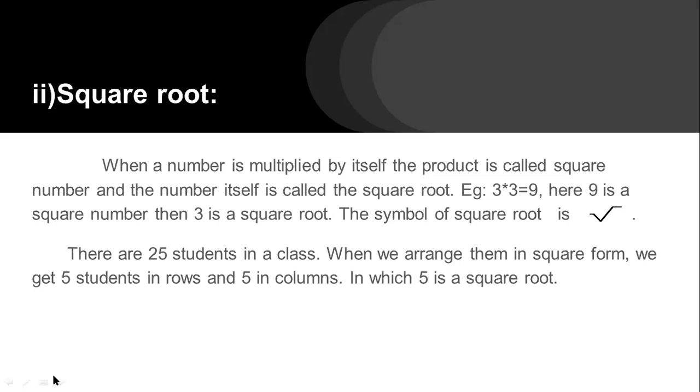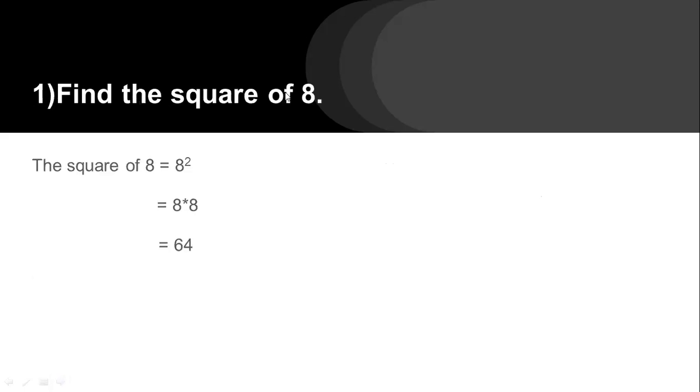Now let's move to the next slide. And here, find the square of 8. This is a question for you, and it's just an example. The square of 8 equals 8 square. 8 should be a bit big, and this power should be written on the head a bit small. Okay, 8 square means 8 into 8. This asterisk symbol is for the multiplication. 8 into 8 is 64, and 64 is the square of 8. This is the answer.